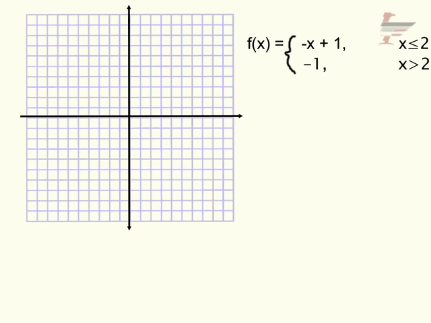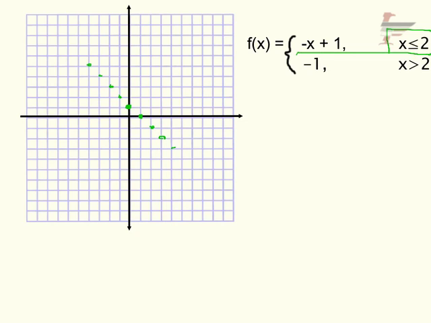Alright, this one is a little more basic. You have a nice linear piecewise function, so I will again use two different colors here. So this first one is negative x plus 1, but only graphing that linear line for x values less than or equal to 2. So first of all, I'm going to start with the equation. Well, I know the y-intercept's at 1, and I know the slope is negative 1, so that's fairly easy. Y-intercept is at 1, slope is negative 1, so down 1 to the right 1. Or I could go up 1 to the left 1.